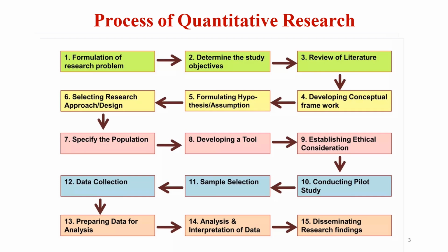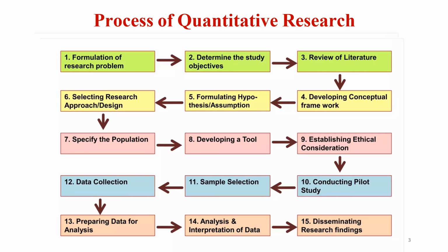Once a problem is identified and the objectives are framed, the very next step is the review of literature. So what is review of literature? Review of literature means studying about the past periods. We study what happened in the past related to our particular issue or problem which we have found out. Okay. So that is review of literature.